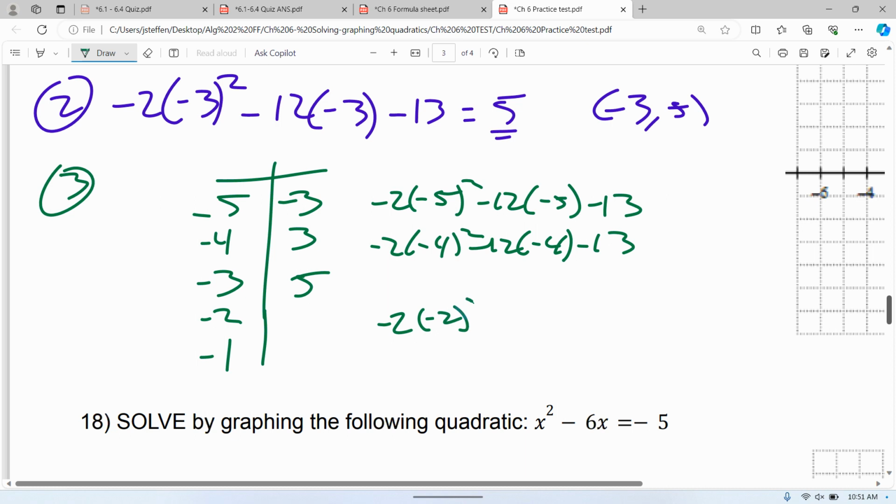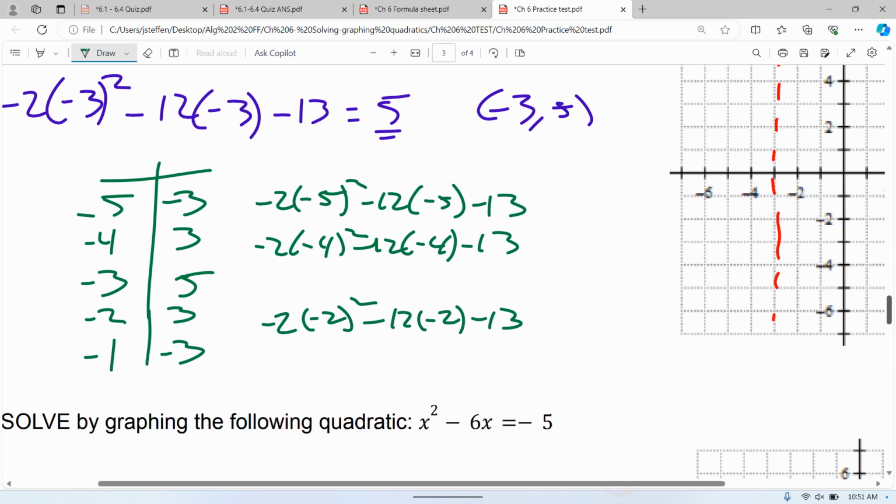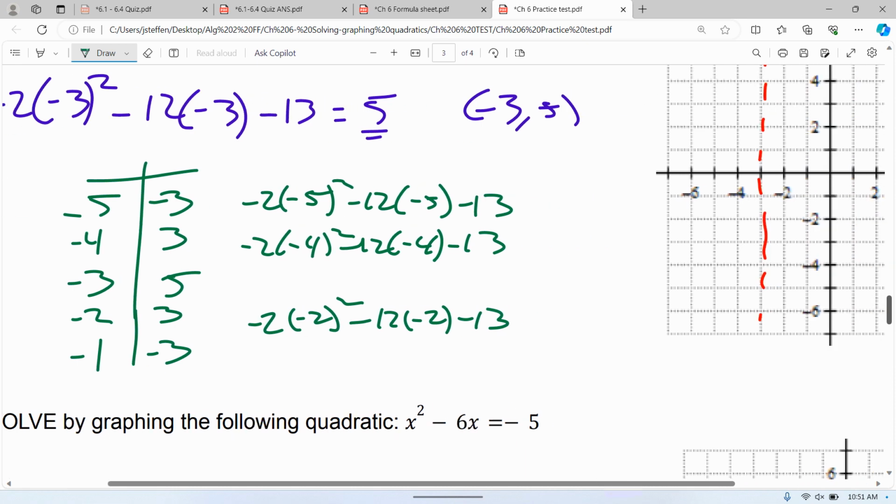That gave me positive 3, so that means we're on the right track. And then plug it in, gives you negative 3. So you definitely are on the right track for this one. So when we graph this, negative 4 goes up 1, 2, 3. Negative 5 goes down 3, 1, 2, 3. Negative 2 goes up 3, and negative 1 goes down to 5. And so my parabola ends up looking like this.